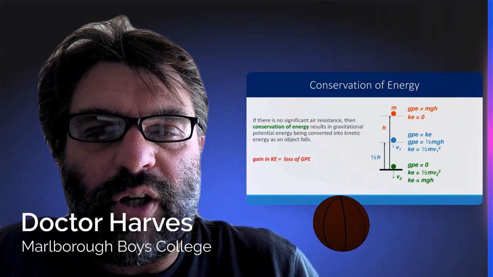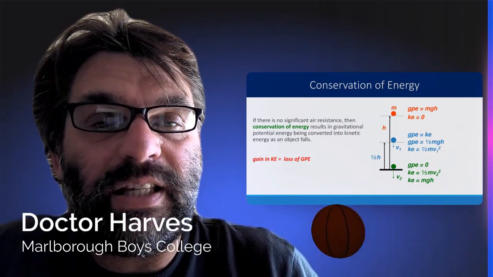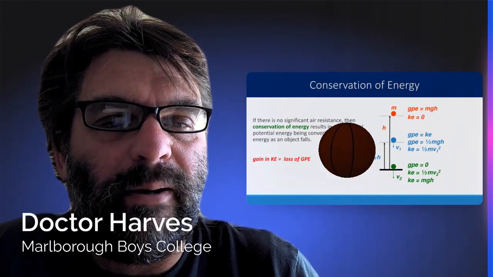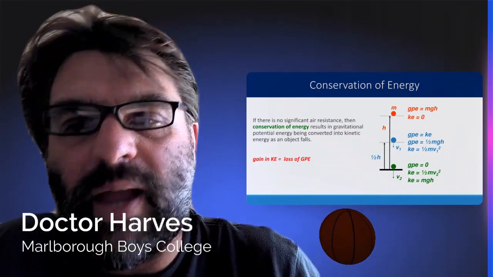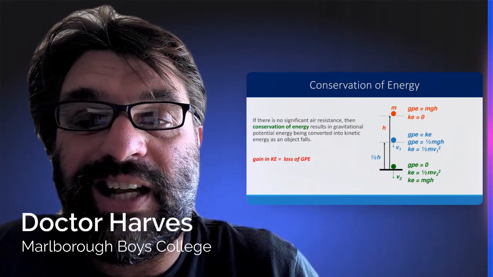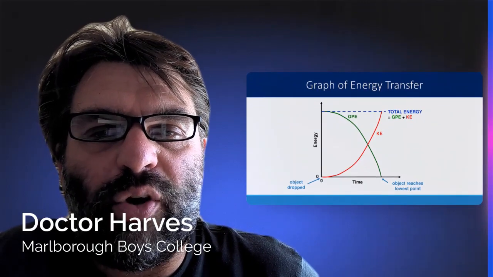And at the bottom, the gravitational potential energy will be equal to 0. The kinetic energy will be at a maximum, okay, half mv squared, and that means that the kinetic energy at the bottom will equal the mass times the gravity times the height, the potential energy of the ball at the start. So we plot that on a graph.